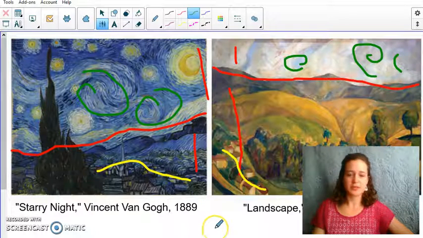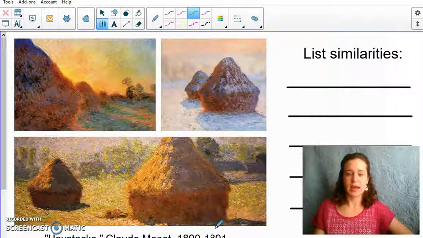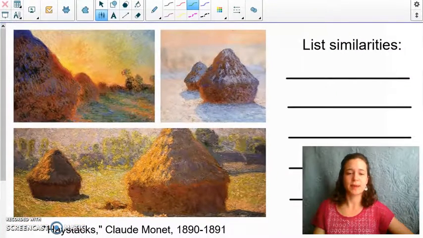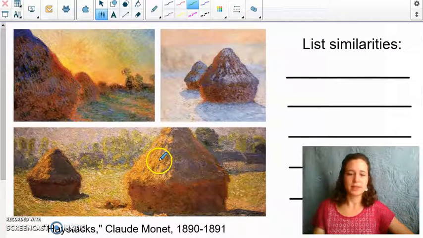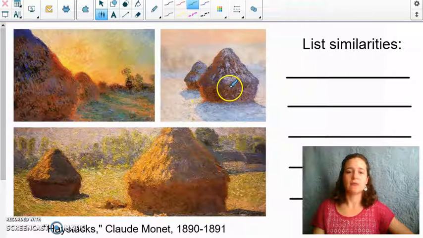So that's it for Objective 1, and then Objective 2 will be coming down to the next slide, and these are all by the same artist. So we're going to be working with Haystacks by Claude Monet, and this series is focusing on the use of light and the use of color in a similar setting.